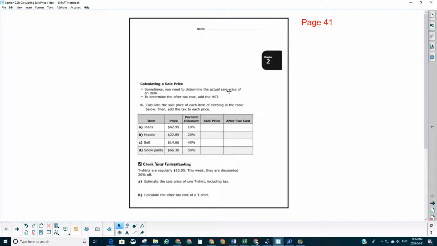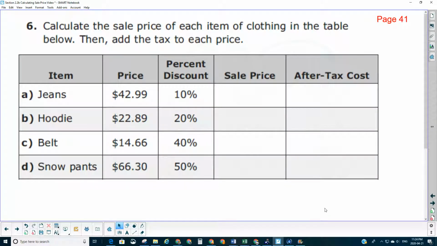Sometimes you need to determine the actual sale price of an item. That includes the HST. So let's do that for this example. Calculate the sale price of each of the items of clothing in the table below, then add the tax to figure out the after-tax cost, exactly how much we're going to pay. So let's start with the jeans. The jeans are $42.99, and we're getting a 10% discount.